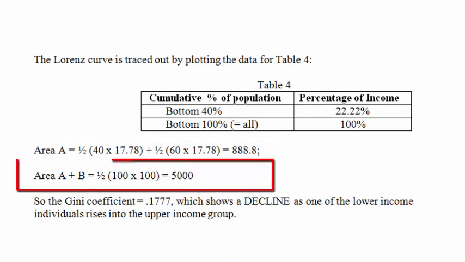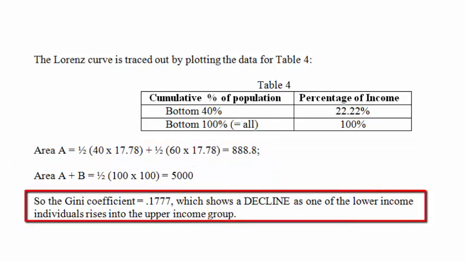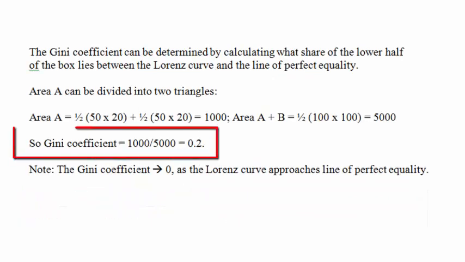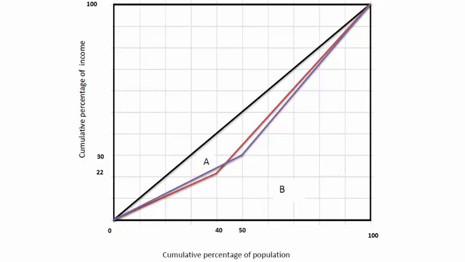A plus B is still going to be 5,000. So you can calculate the Gini coefficient as 889 divided by 5,000, which is around 0.1777. And 0.177 is lower than 0.2, 0.2 being the Gini coefficient when we had 5 individuals earning $6, or 50% of the population earning 30% of the income. So let me summarize what we have here. We have the Lorenz curve, and in our analysis we'd have a Lorenz curve that moved closer to the line of perfect income equality, and that would say that things are getting better in the society.